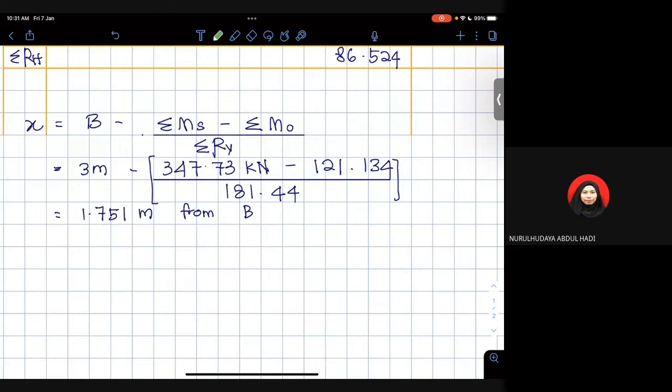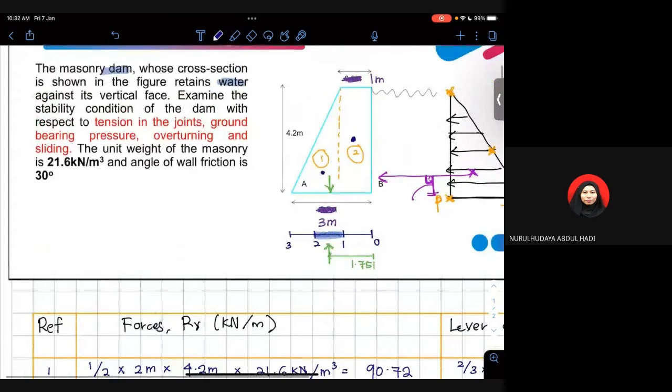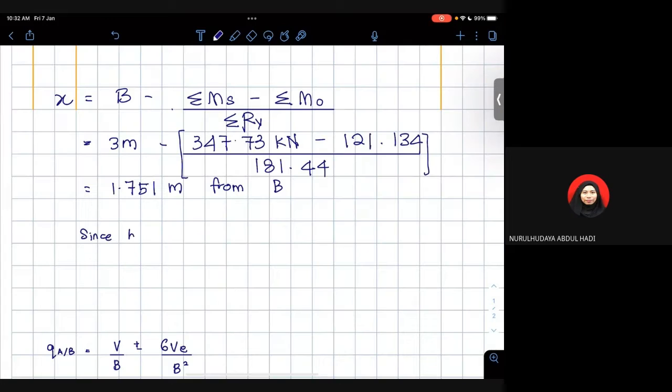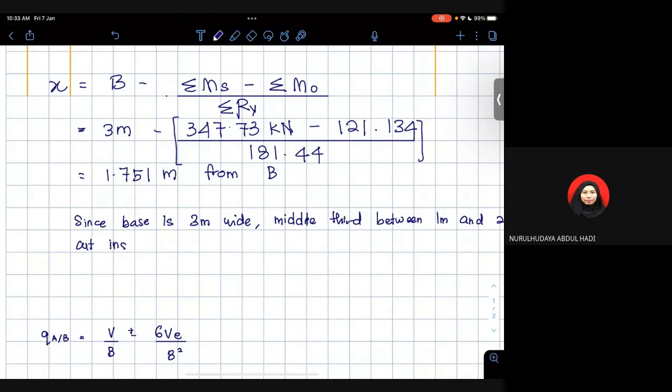kan. Formula yang mana satu kita nak pakai. Soalan ni minta you check juga tension in a joint. Base is 3 meter. Middle third between 1 meter and 2 meter. Okay, antara 1 meter ke 2 meter tu lah. RV cuts inside middle third. Hence, no tension in the joint.